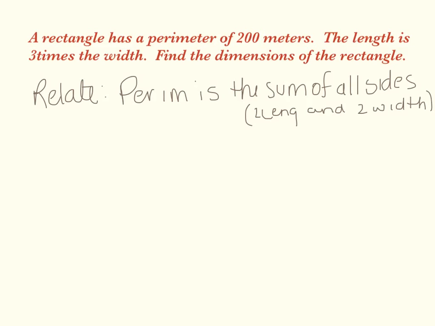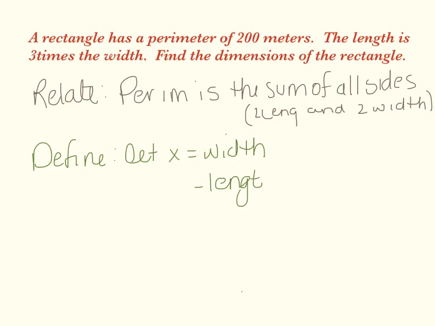Alright, so then we will simply define the variables, and we decided that we wanted to start with width. So we'll let x equal the width, but I do need something for the length. Okay, but the length is 3 times the width, so it'll be 3x. Okay, so now I've defined my variables. Now I will write an equation. And hopefully I'll be able to solve it.